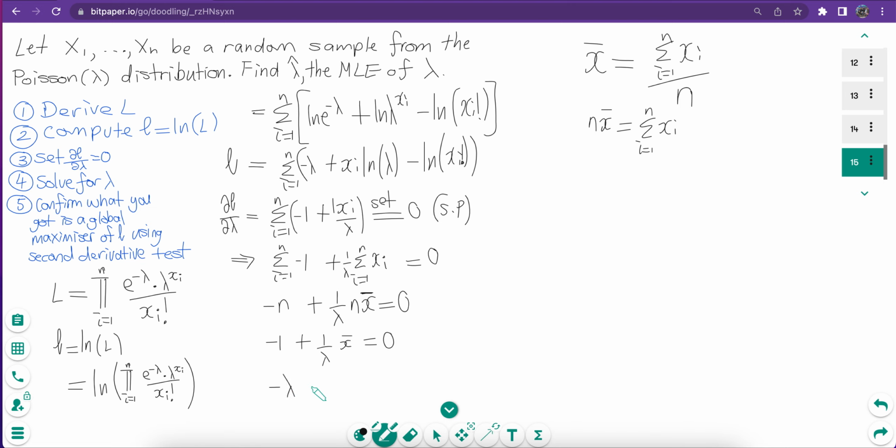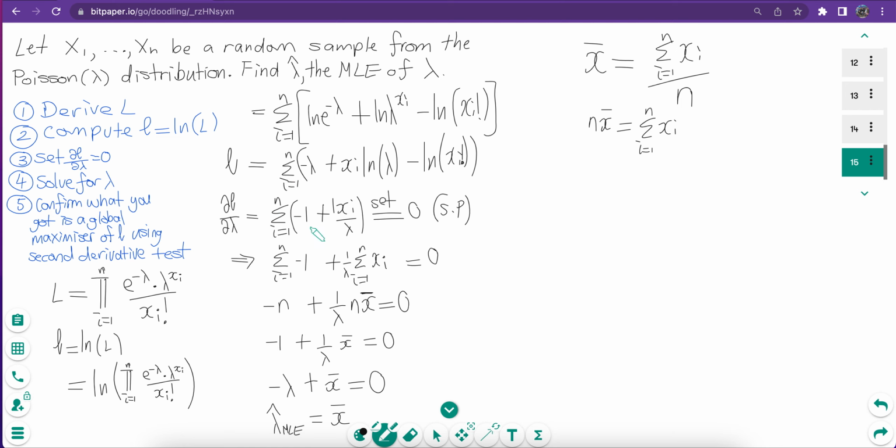plus x bar is equal to 0, and now we get our lambda hat according to maximum likelihood estimation is just nothing but x bar. Okay, so this is your maximum likelihood estimator. All you do is take the mean of x, and to show that this is now a max, what we have to do is look at the second derivative.